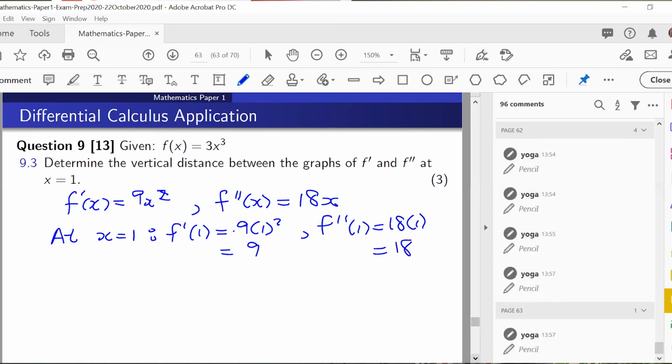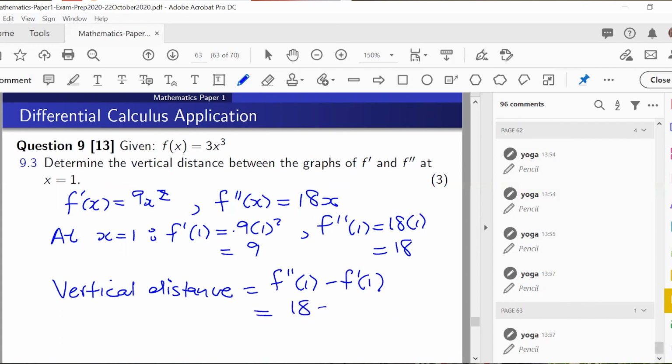So the difference, or the vertical distance, will be, we start with the bigger number, subtract a small number, we get 18 minus 9, which is 9.